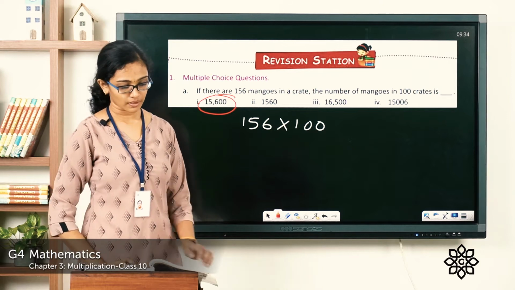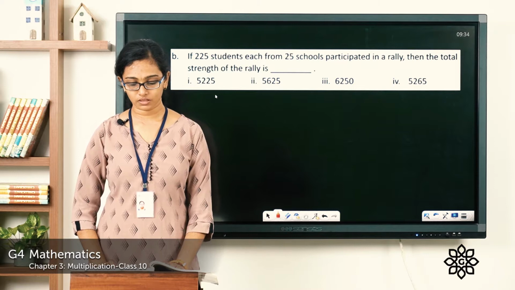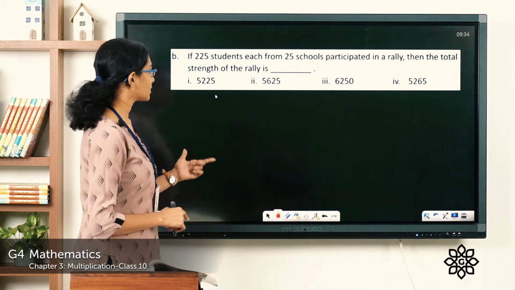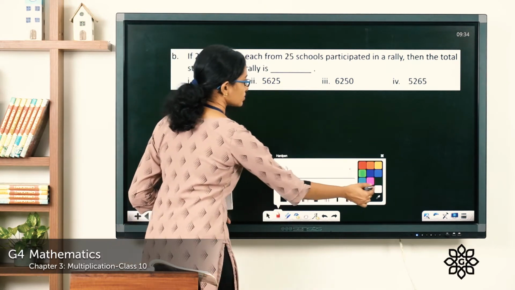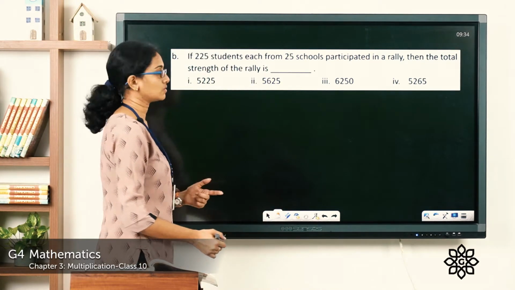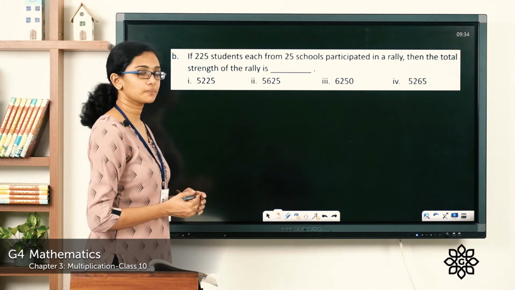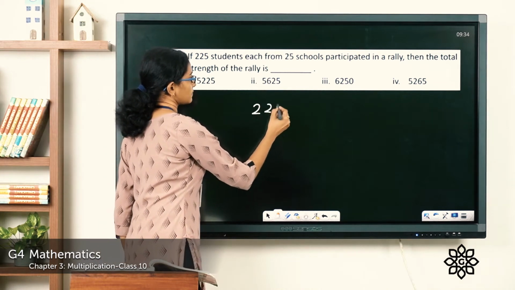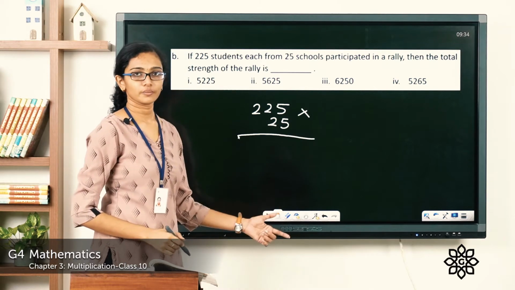Now let's see the second question. If 225 students, each from 25 schools, participated in a rally, then the total strength of the rally is. So we have how many students from each school? 225. And how many schools are participating? 25 schools are participating. So the total number of students participating in the rally would be equal to 225 into 25, right?